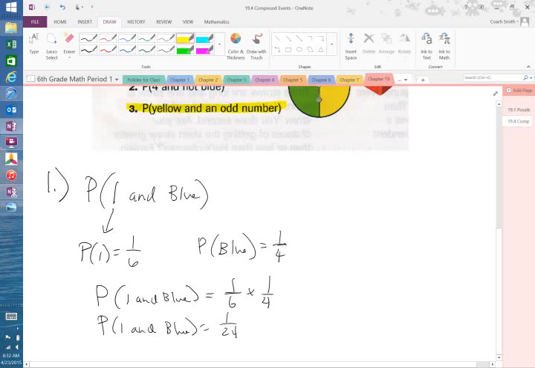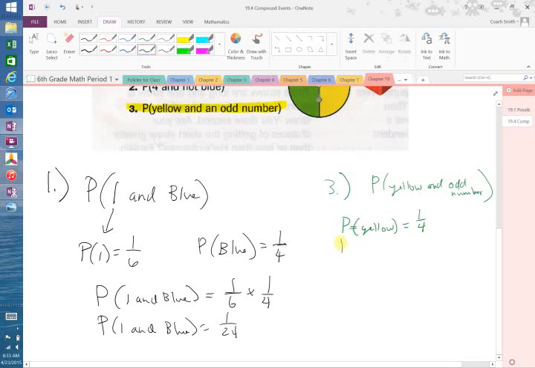Number 3 says, find the probability of yellow and an odd number. Well, first of all, we're going to find the probability of yellow. What is the probability that you spin yellow? Jonah? 1 over 4.